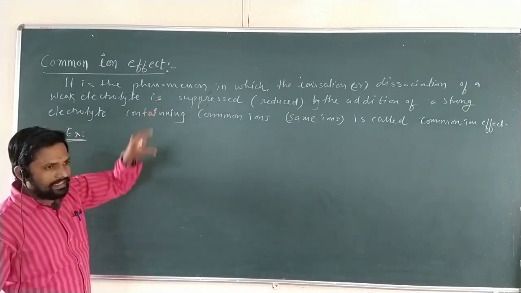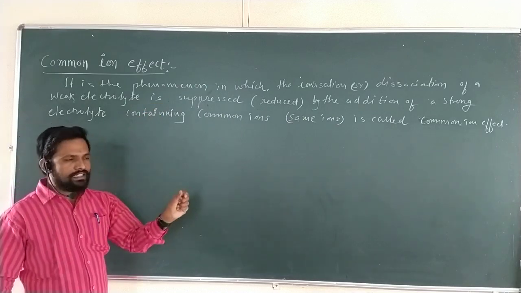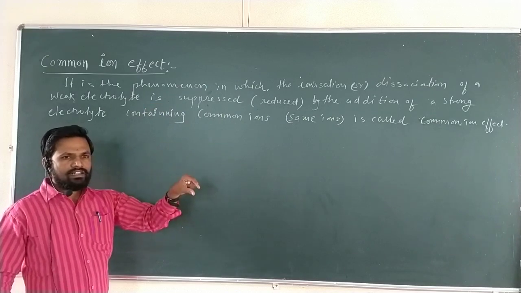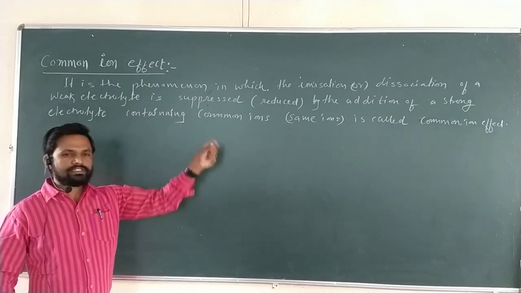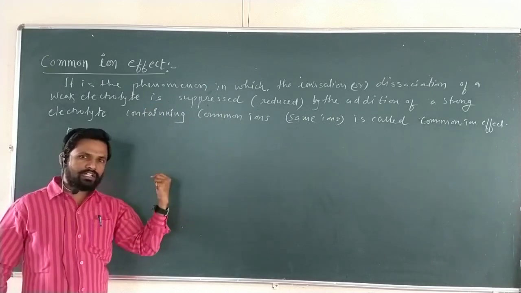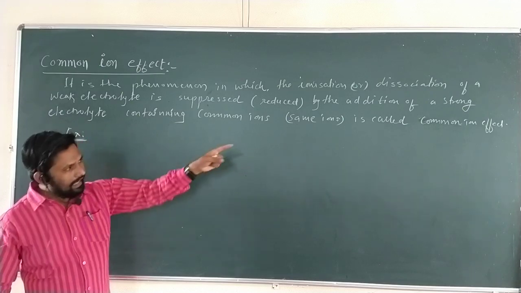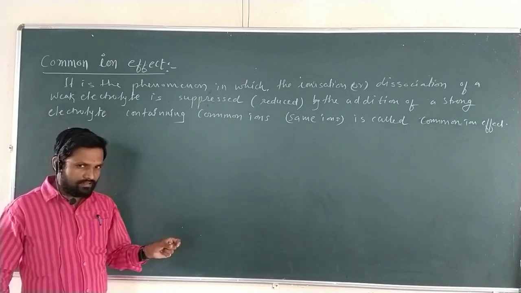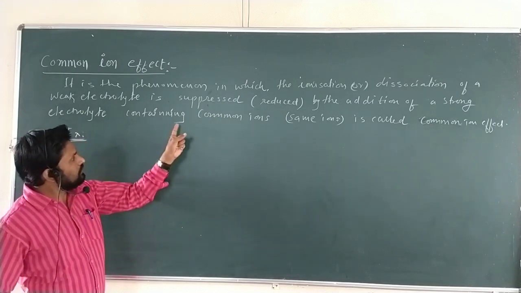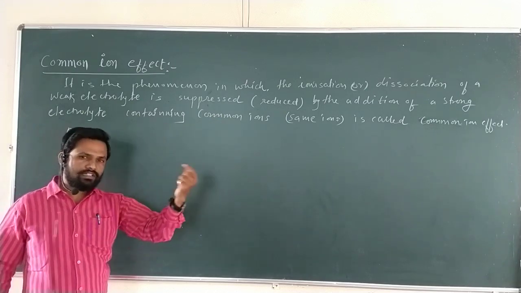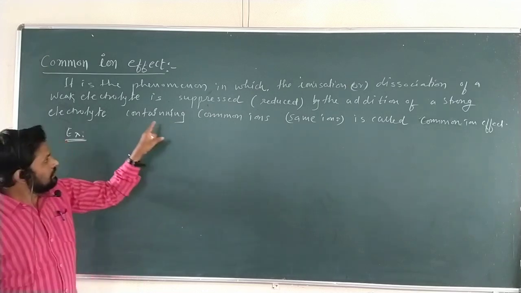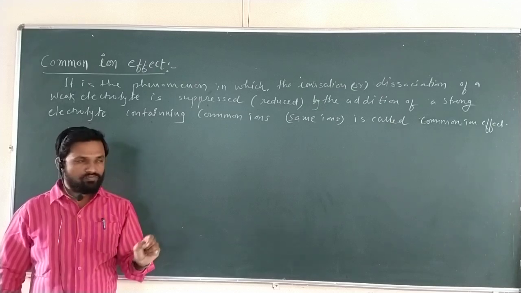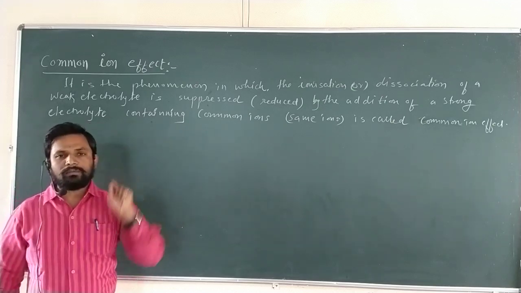What we have to do? Again we have to suppress the ionization of the weak electrolyte by adding one more strong electrolyte into the same solution, having common ions. This is very important. Which type of strong electrolyte we have to add into the weak electrolyte solution? The strong electrolyte must contain the common ions. Therefore, this effect is known as the common ion effect.